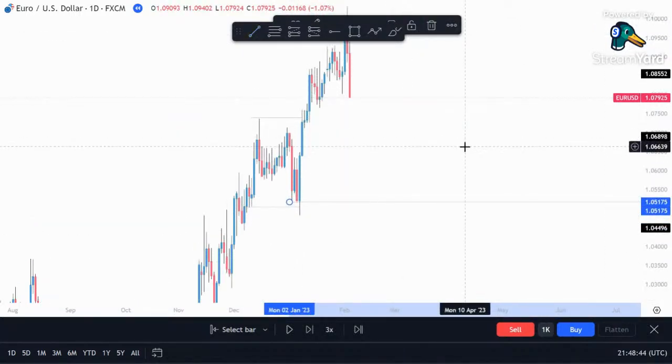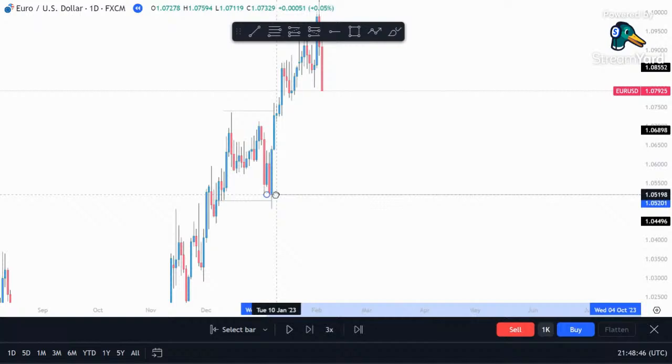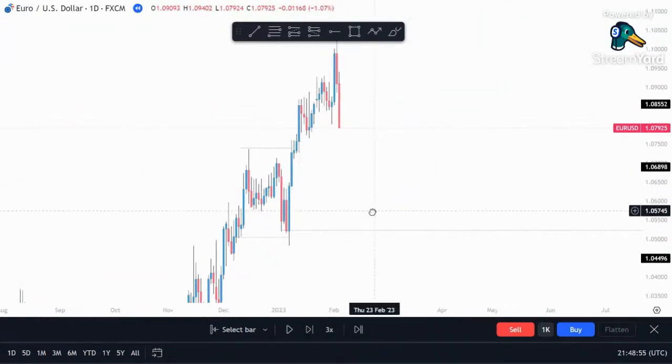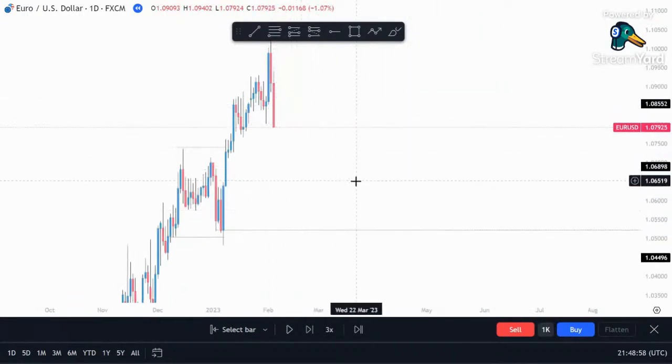And where is my support and resistance? This is my support level. The closing price of the second candle, that's where I want to be buying from on the daily time frame. That means we're expecting more sales to the downside. So that's the daily time frame.